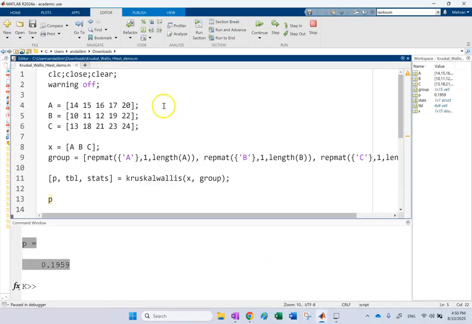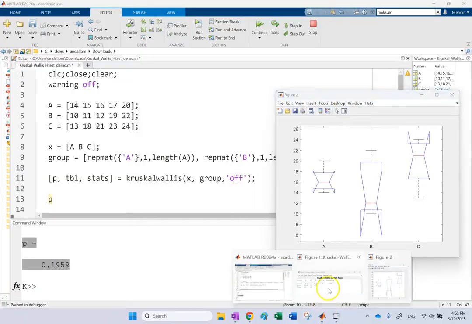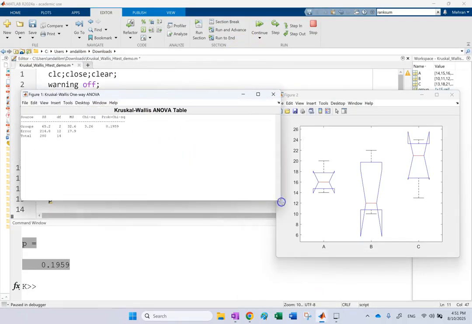Now here you see that I did not use the option off. Since I didn't use this option off, it is going to show me the bar plots for the three groups, and it is going to show me the ANOVA table. You see, this Kruskal-Wallis is actually an ANOVA table, except with no assumption on normality. And you see clearly here that this is the number that you should get from chi-squared, 3.26, and this is your p-value, 0.1959.